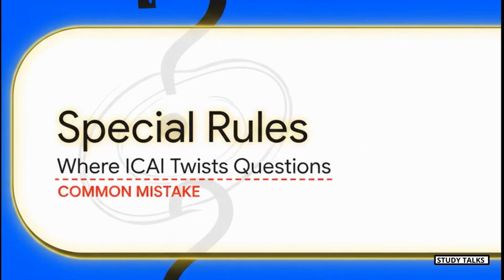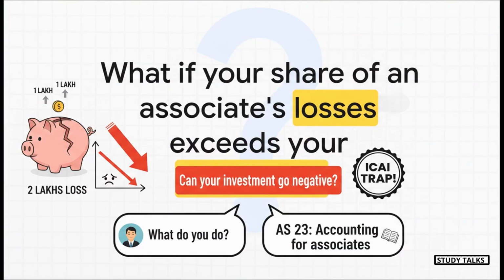Okay, take a deep breath. We're now entering the tricky zone. This section on special rules and exceptions is where ICAI separates the students who've just memorized the basics from those who truly understand the standard. So pay close attention. Here's a classic twist.